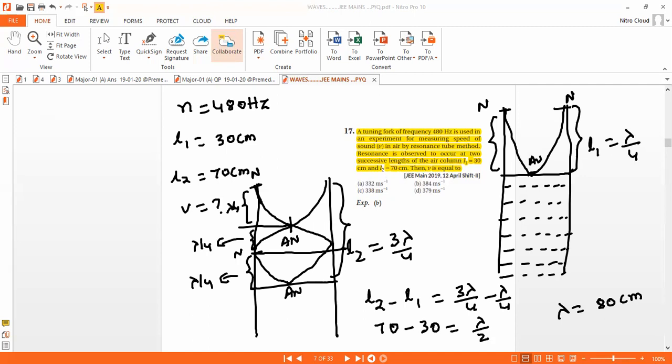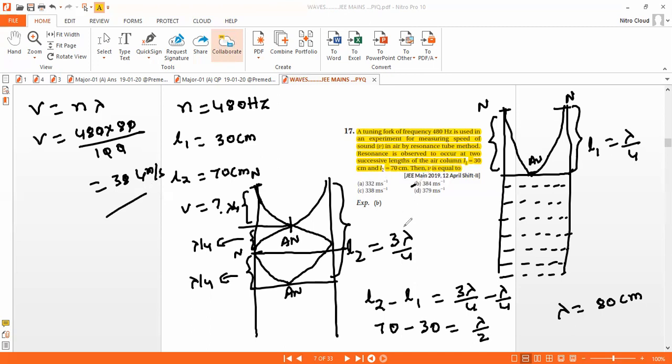Fine. So V is equal to n lambda. So V is equal to 480 times 80 by 100, because 80 centimeters now. 48 into 8 means 32, 384 meter per second. That is option B. 384 meter per second.